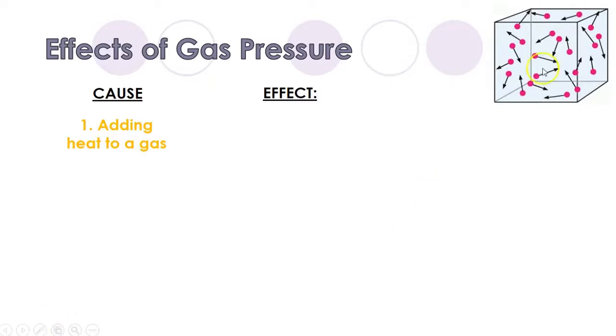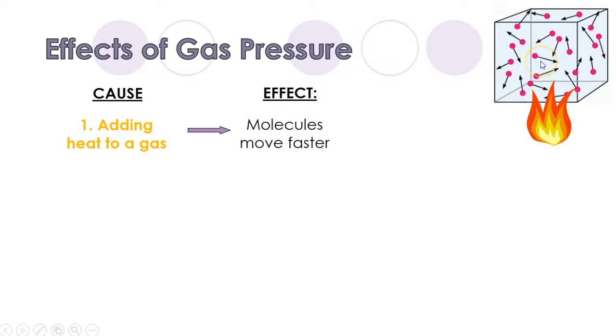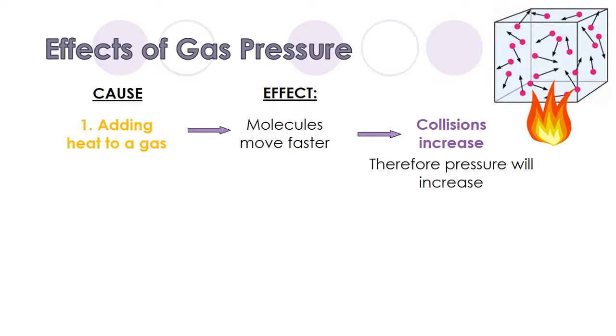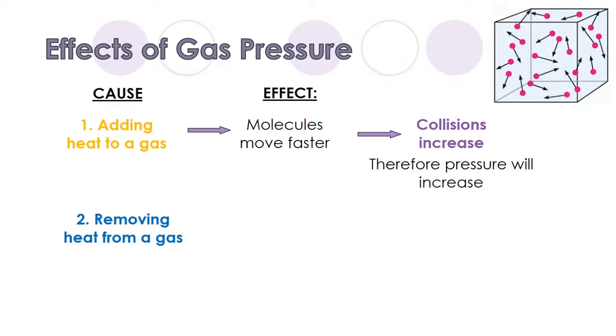So let's say we have a box of different particles of gases and we're adding heat to this particular given area. What's going to happen as an effect is the molecules within the container are going to move faster because heat is being applied. Therefore, the number of collisions to the walls of the container are going to increase. And if you remember, the more collisions on the walls of the container, the more the pressure has to increase.